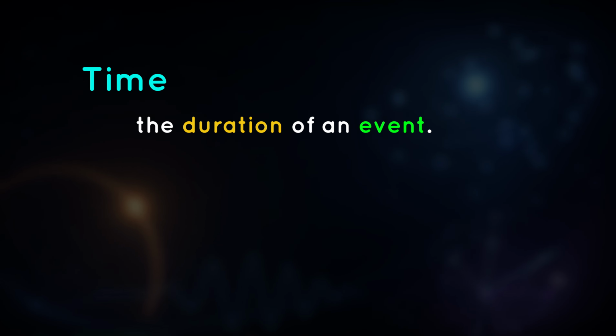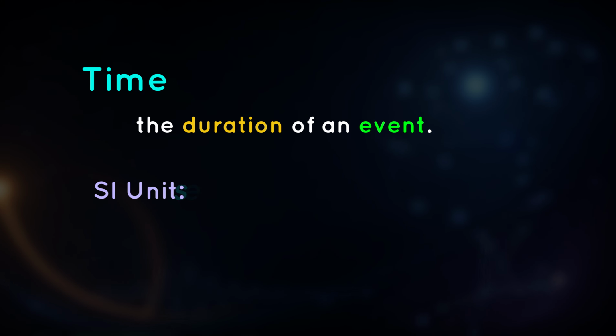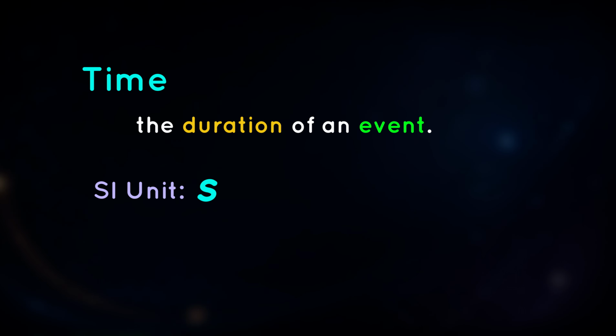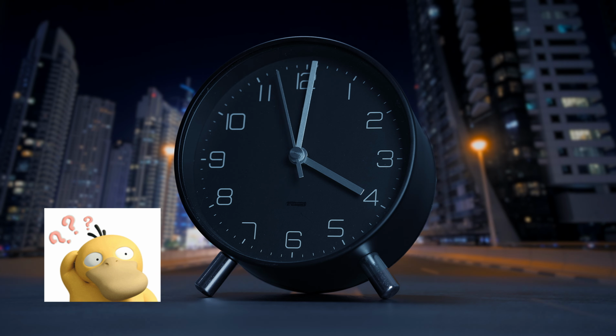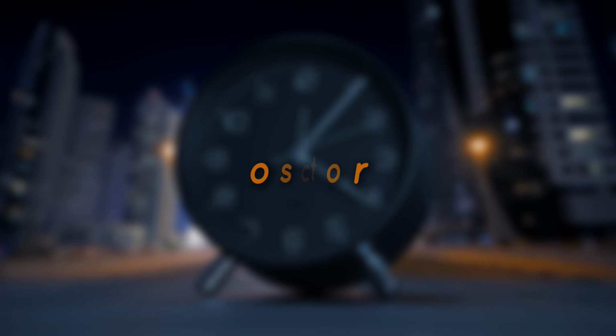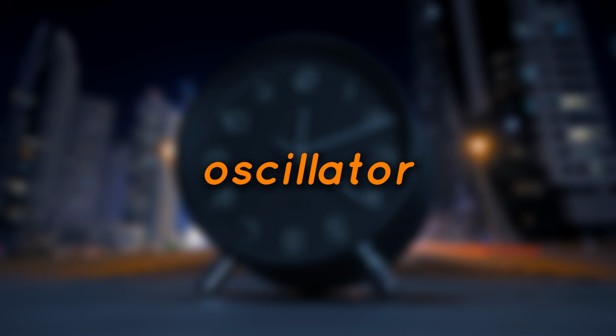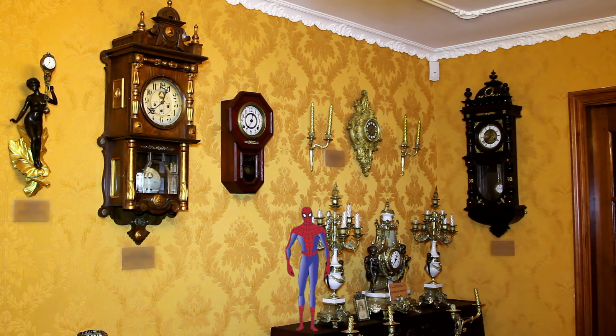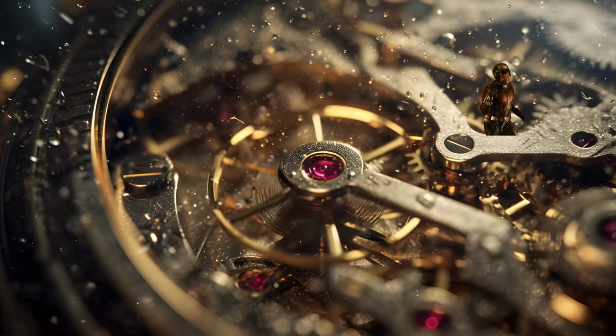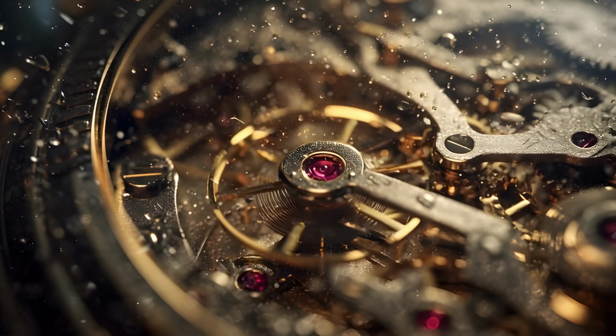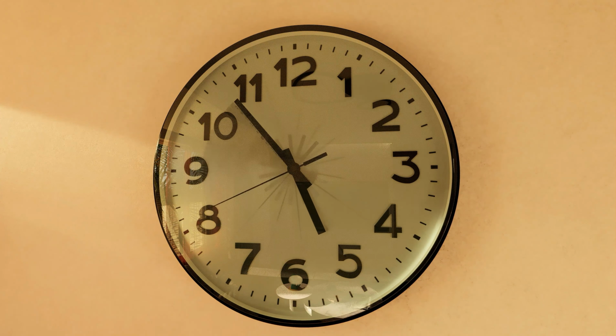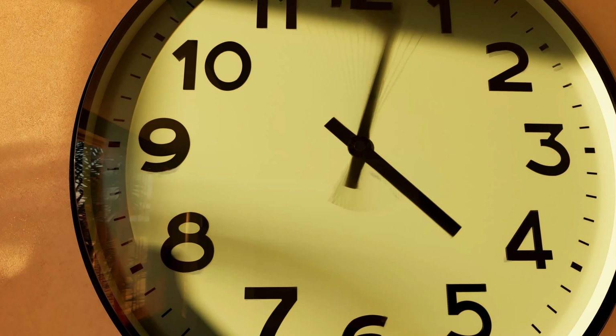Our next foundation is time, the duration of an event. Its SI unit is the second, written as s. But how does a clock know a second has passed? It counts a process that repeats regularly. Old clocks used swinging pendulums. Quartz watches use regular vibrations in a crystal. Even modern timekeeping depends on something repeating in a predictable way.